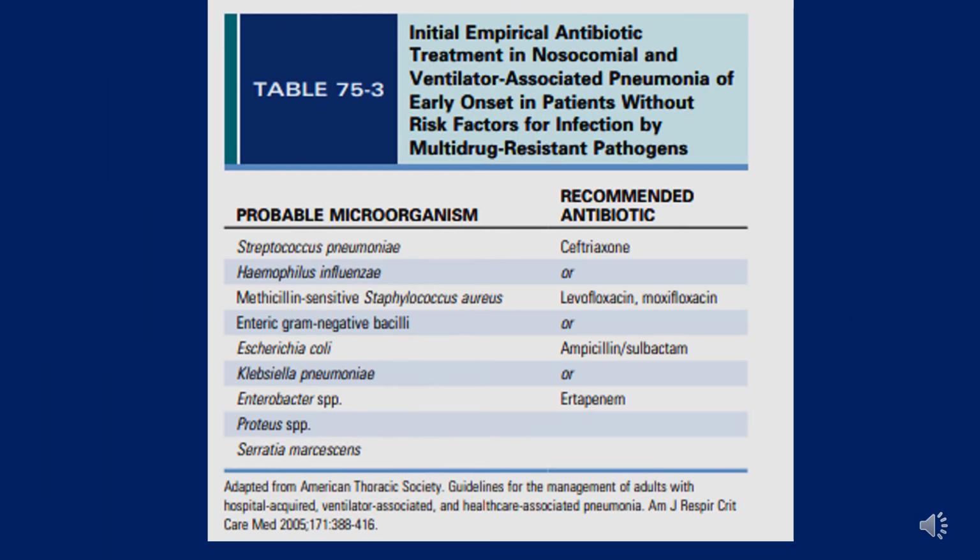Pause the video and carefully scrutinize Table 75.3 summarizing initial empirical antibiotic treatment in nosocomial and ventilator-associated pneumonia of early onset in patients without risk factors for infection by multi-drug resistant pathogens before advancing to the next slide.